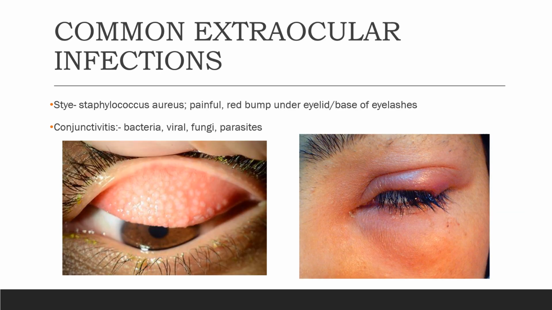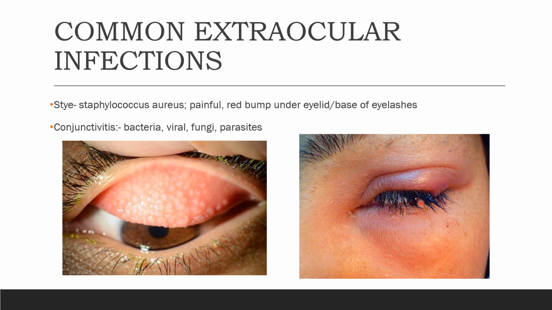So, the common extraocular infections, the first is stye. The commonest organism that causes stye is Staphylococcus aureus, and the pathogenesis is that this bacteria infects the oil gland present in the eyelid or the eyelashes, causing the formation of stye. If you see this picture over here, this is the formation of stye. It presents itself as a red painful bump under the eyelid or at the base of the eyelashes.